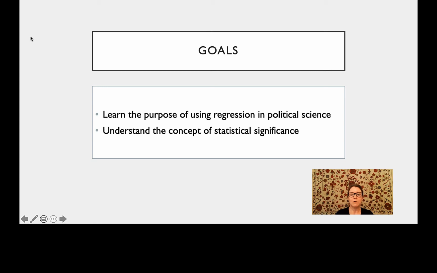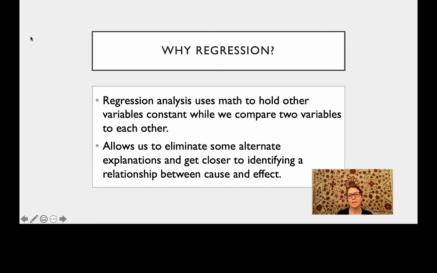The purpose of my introduction to regression and regression tables is to help you understand that even if you can't understand all of an academic article or all of research that's out there, you can still get some really important information from it. Regression analysis is one of the most common forms of research in political science. People use it because it allows them to hold variables constant while they compare just two of them to each other. This is powerful because it allows us to eliminate some alternate explanations and get closer to identifying a relationship between cause and effect.